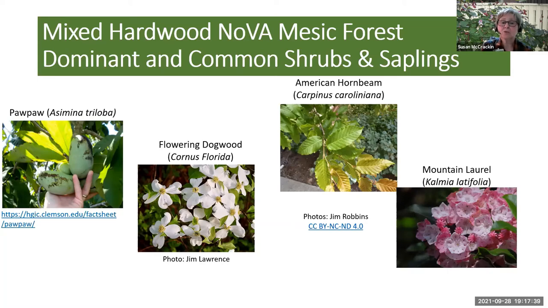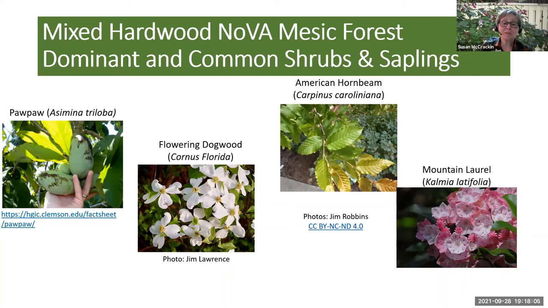Dominant species are almost always present and in large quantities, while common species are usually present in relatively large quantities. In our Northern Virginia mesic mixed hardwood forests, these plants are often going to appear and will appear in significant numbers. The plants you see pictured here are considered understory trees or tall shrubs. We start with the pawpaw.